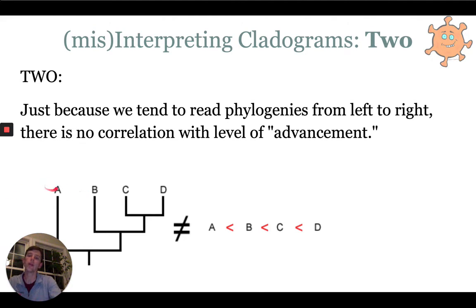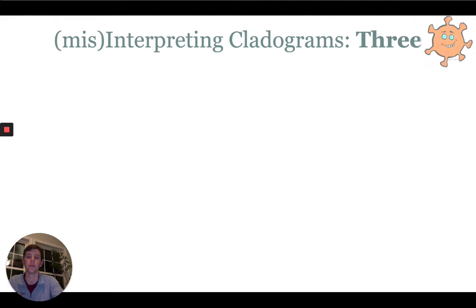And so we look at this and we say, okay, well, D must be greater than C, which is greater than B, which is greater than A. And again, that's talking about that kind of complexity, right? That we're becoming more advanced as we move from left to right. And it's just not the case, but that's another misinterpretation of cladograms that is very, very frequent.